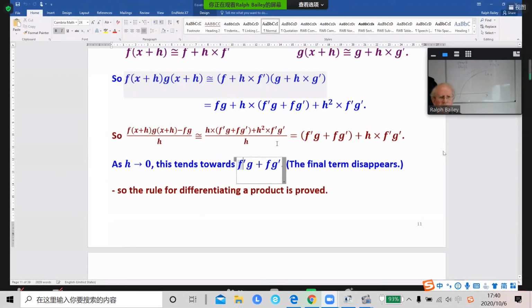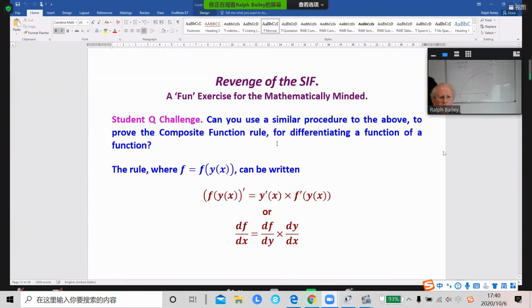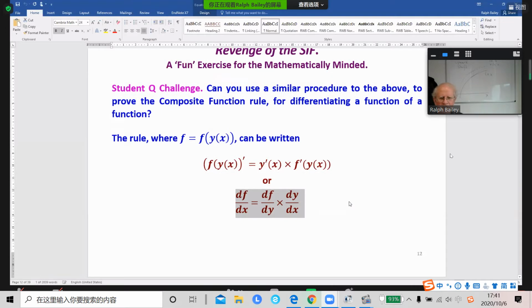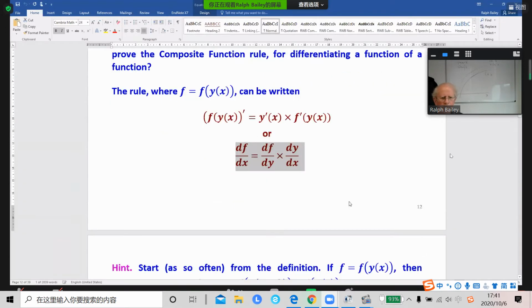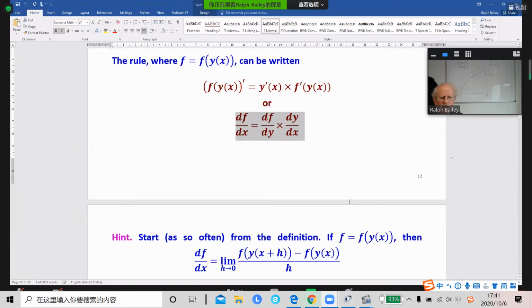Revenge of the SIF, but don't worry, I'm not going to go all the way through this. If you really fancy yourself as a student Q or a hot shot, you can try those techniques to obtain the composite function rule. Okay, but if you can't do that, don't worry. It's not part of the course. I'll give you some hints.